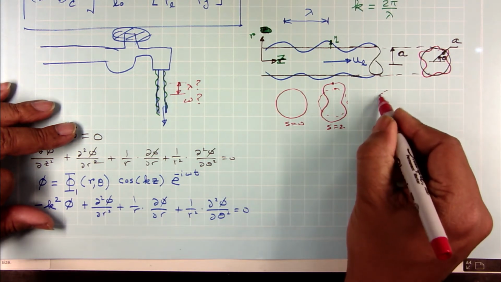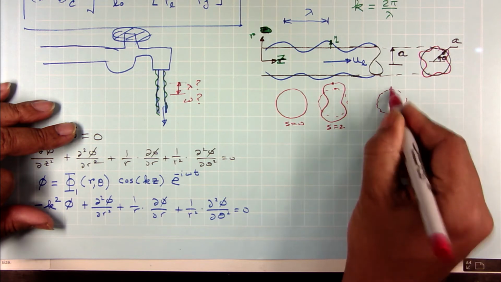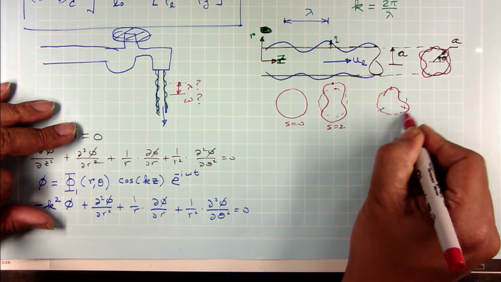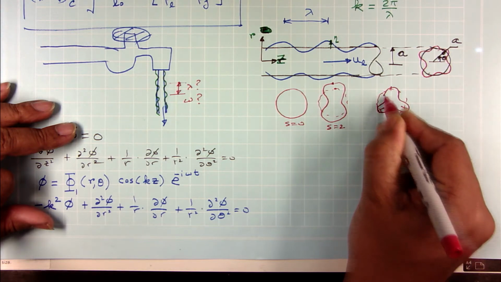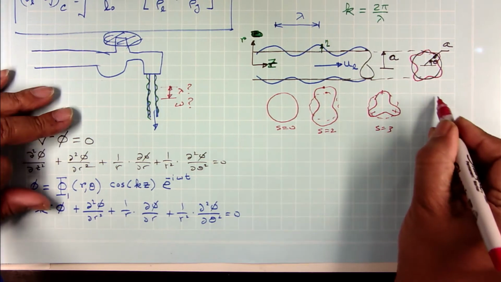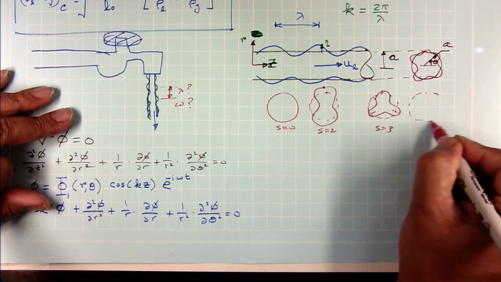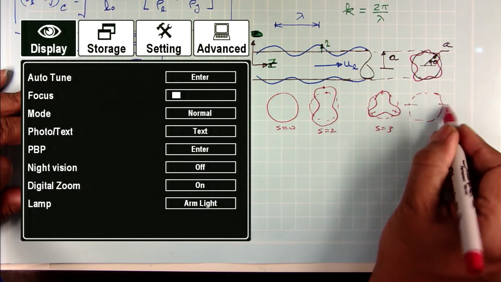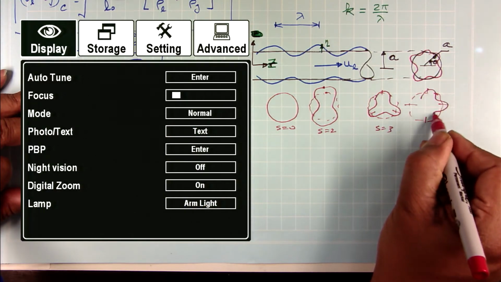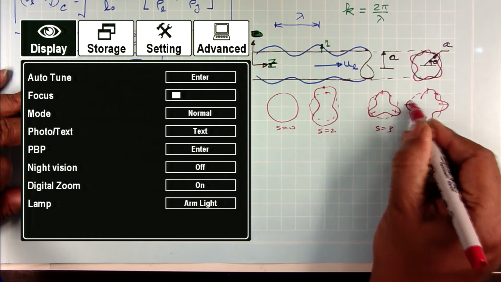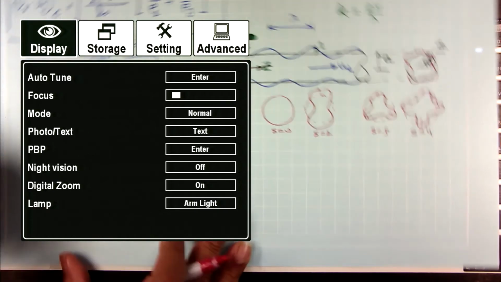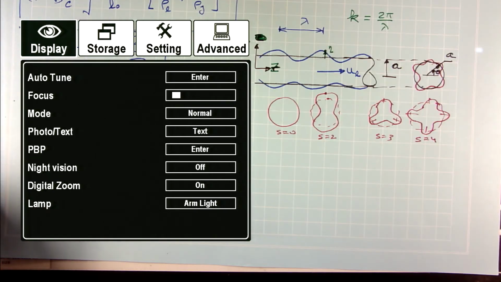Similarly, I can have 3 peaks, this is s equal to 3, and I can have this, which is the instability with s equal to 4, isn't it? Okay.